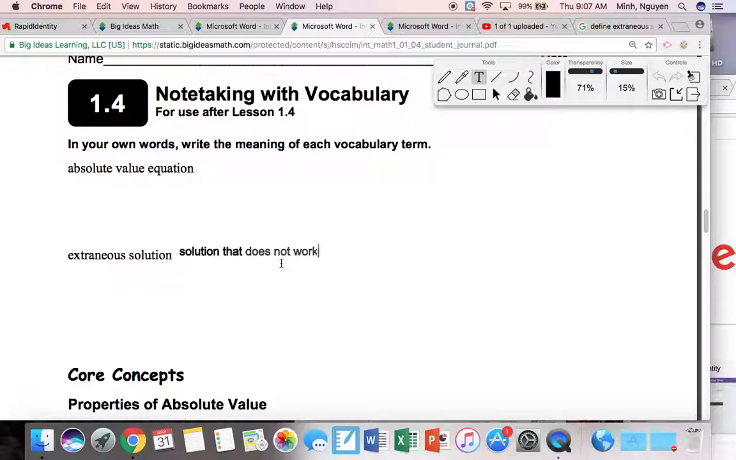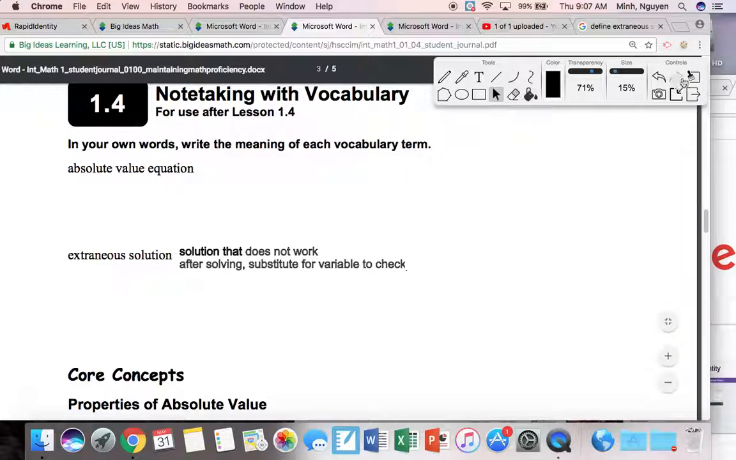So why is it a solution? Don't ask me that. You get it. You plug it back in, and it doesn't work. So after solving, substitute the variable to check, and you'll see what I mean in the course of this lesson. So that's that.